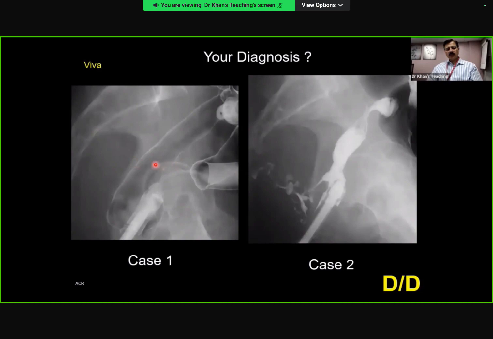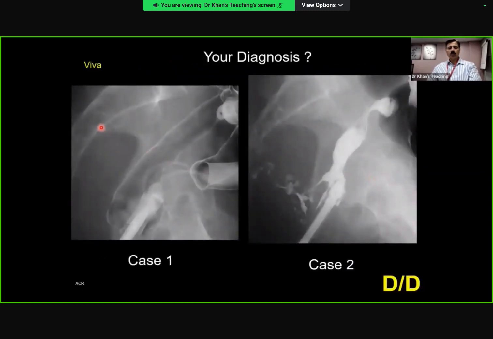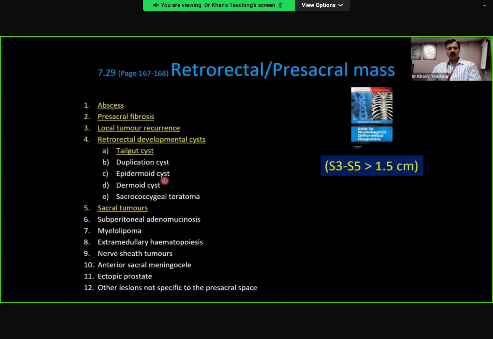The difference between this film and this film is that on this film, there is an associated fistula. And here there is no fistula. So widened pre-sacral space is a differential diagnosis. In your O. Chapman, it is given that at the level of S3 to S5, if it is more than 1.5 centimeter, this is the distance between the rectum and this bone. If it is more than that, we call it widened pre-sacral space. And this is all the differential diagnosis.